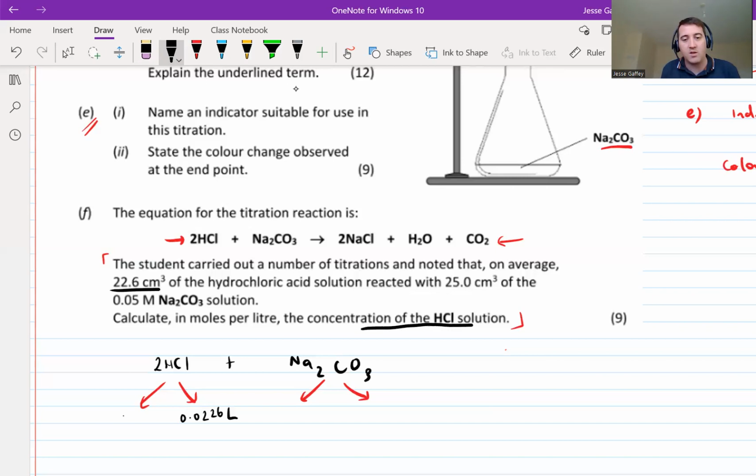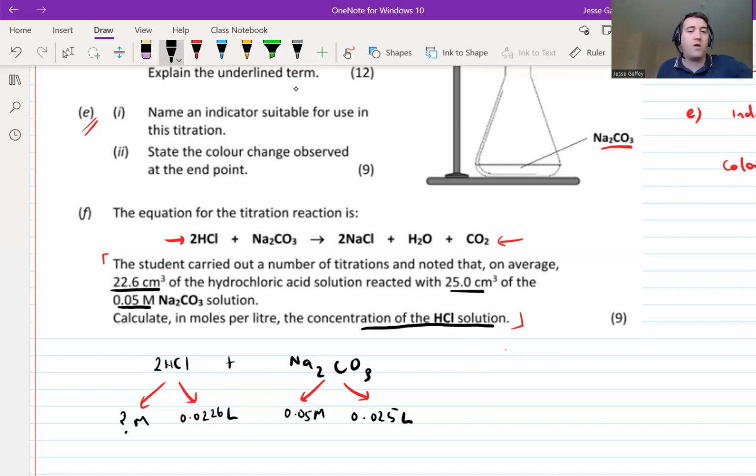Okay, this is what we're trying to find. Notice here it says calculate concentration of HCl. So this is question mark molarity. That means we should definitely know the other two. So if that's not what you did, pause the video now. You have another chance to fill out these two arrows. Okay, so hopefully you can see that this is 0.05 molar of sodium carbonate, 0.05 M, and we use 25 cm cubed on average, which is 0.025 liters.